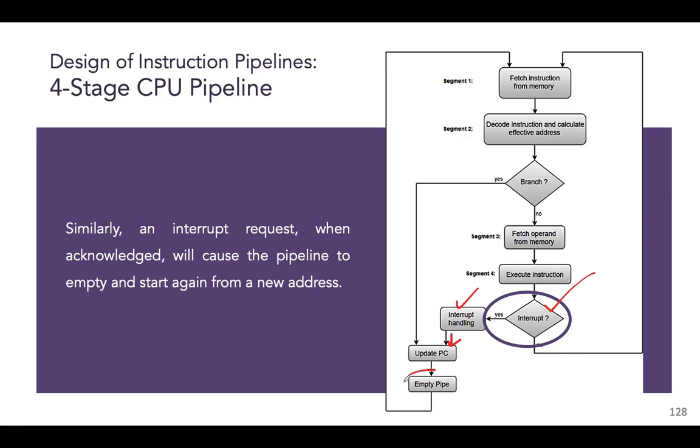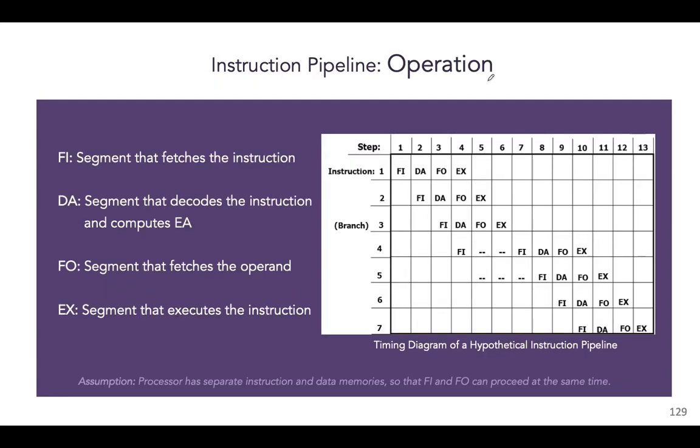The PC is updated, whatever was in the pipeline is emptied out, and you go back and then you handle the interrupt. And after the interrupt is handled, you start with a normal chain of instructions, whatever was in the docket already. And this is how a 4-stage instruction pipeline works.